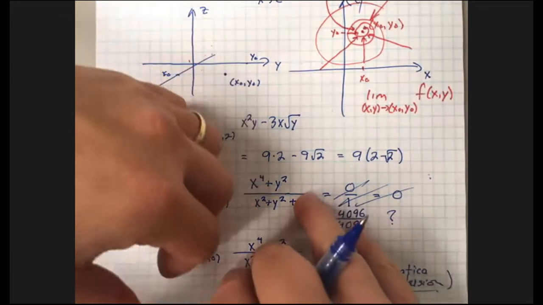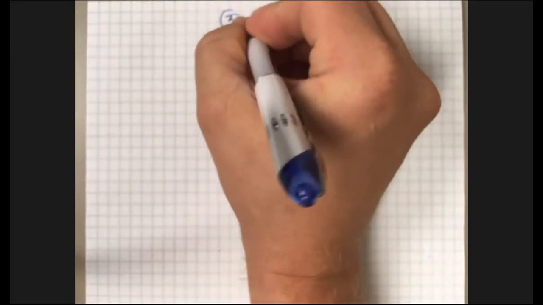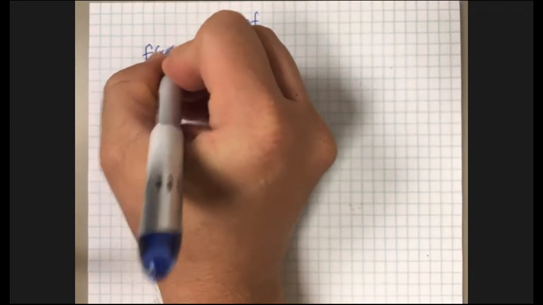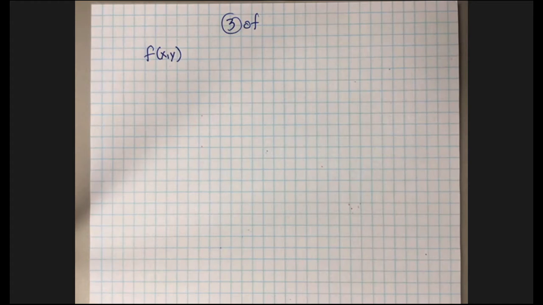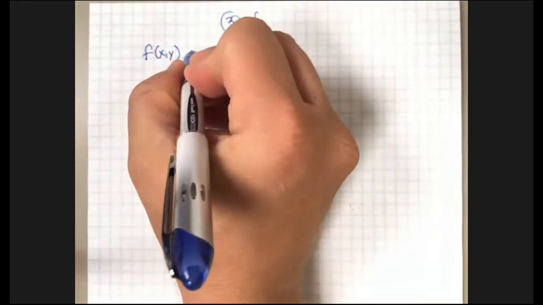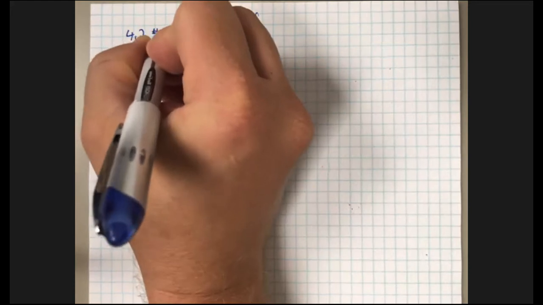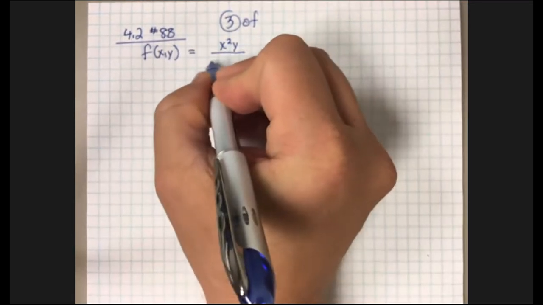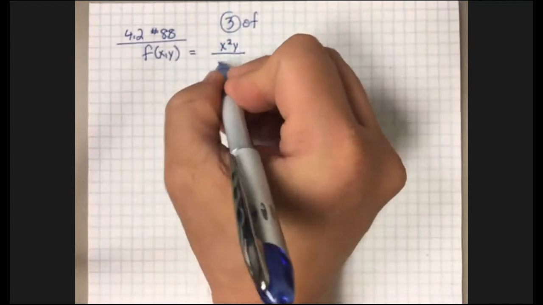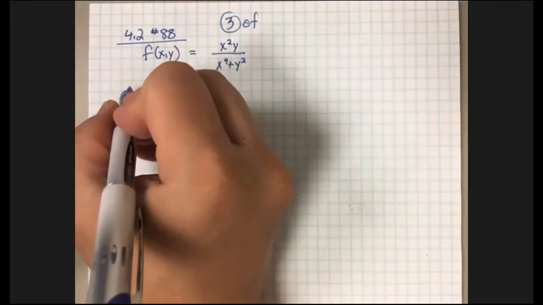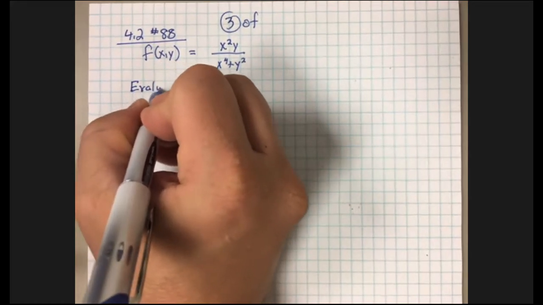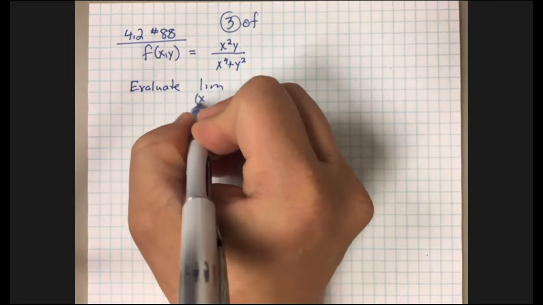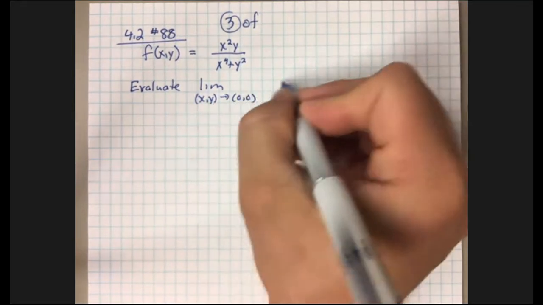So let's look at a particular function that's similar to the problem that you're going to work on over the weekend. Let's look at the function f of x, y, and I'm taking this from section 4.2. This is problem 88 in 4.2. I modified it for your homework, but I want you to do something pretty much like this. So you have x squared y divided by x to the 4th plus y squared. And I want you to evaluate, if possible, the limit as x and y approach the origin of f of x, y.